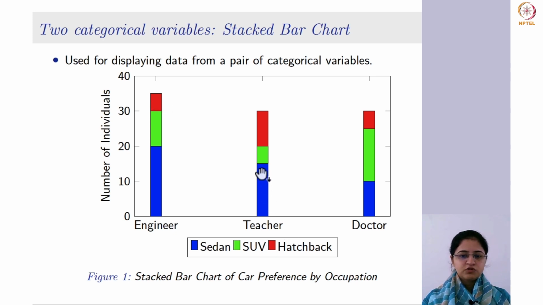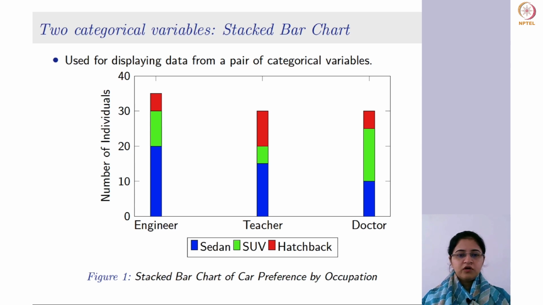Likewise, for this also you can make comparison. And if you look all across these categories, you can identify how many engineers prefer different types of cars, likewise for different professions as well. So a stacked bar chart basically gives you an easy interpretation when you have two categorical variables and you want to investigate the relationship between them.